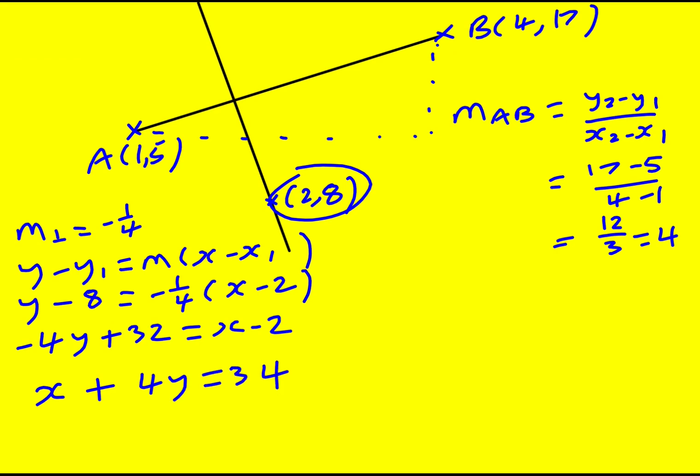You could have minus x minus 4y is minus 34. You could even have 2x plus 8y is 68, but it makes sense to just get rid of any common factors. You could even, I think, have fractions in your answer, but normally you try and avoid that. So here we go. This is the answer.